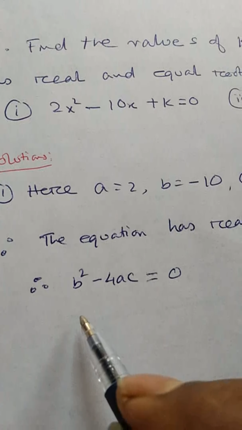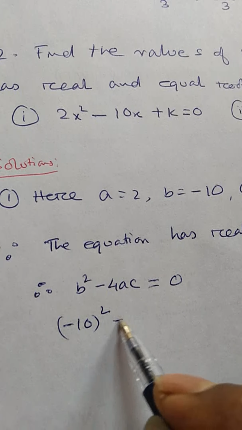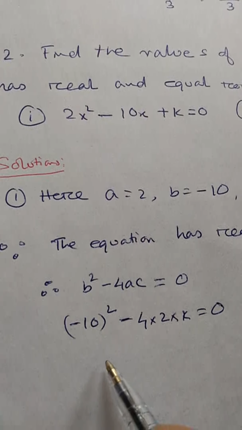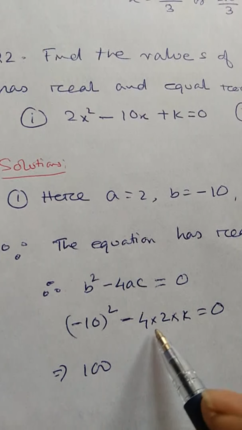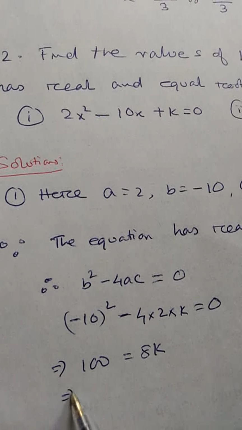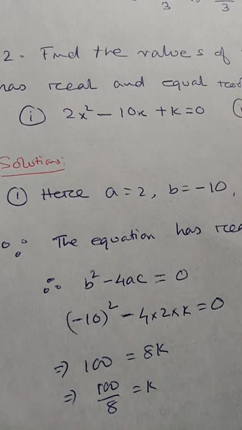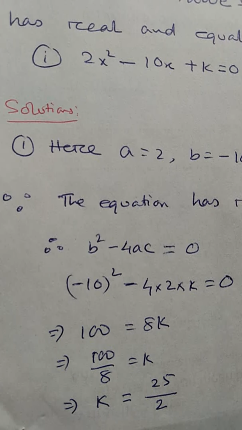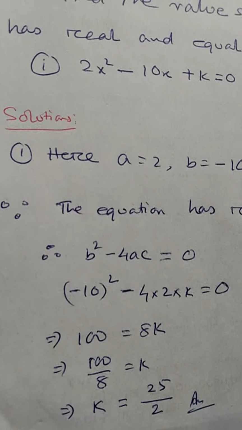So now we'll put the value of the discriminant: minus 10 square, that is b square, minus 4 into a into c, which is k, equals 0. So then this will become 100 minus 8k equals 0, the 8k will come to the right side. Then 100 divided by 8 equals k, and therefore k equals, simplifying, 25 by 2, and that will be the answer.